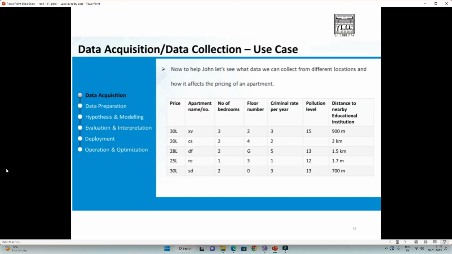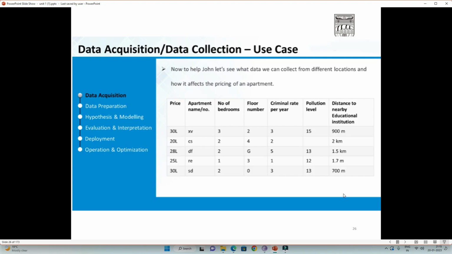So a typical use case: suppose I want to find out the price of an apartment and I have certain data with me. The first step is always data acquisition. I need to have certain data to be able to make a model on it. So I have the price, that's my prediction that I want to make, that's my Y part. Then I have certain attributes given to me for this entire data set. So I have the apartment name, number, number of bedrooms in that apartment, the floor number at which this apartment is, the crime rate per year in that area, the pollution level of that area, and distance to the nearest educational institution is also taken into account.